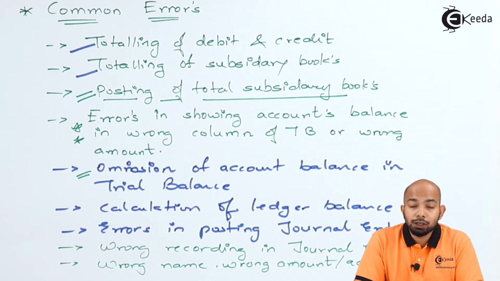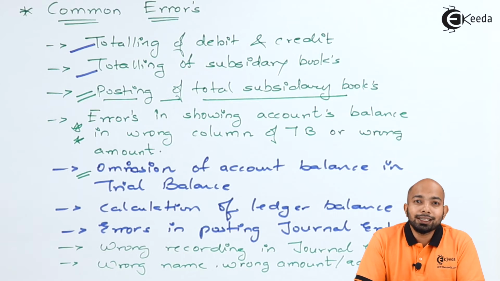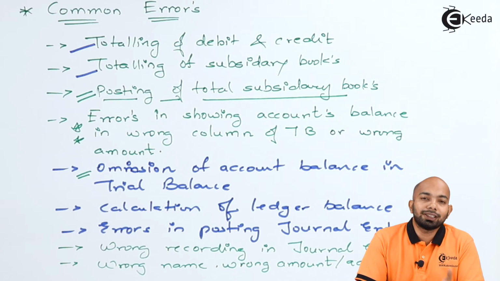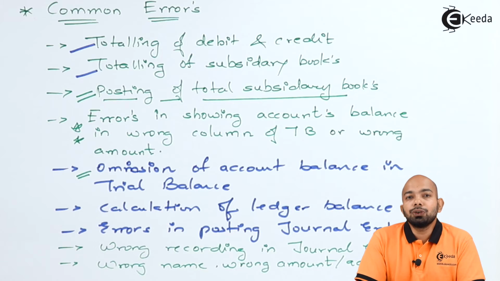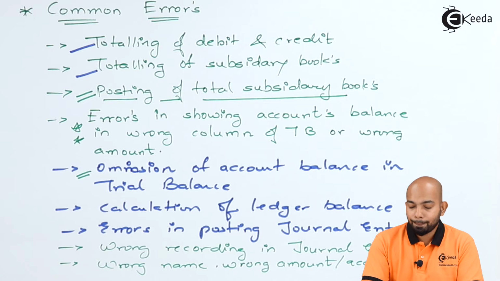However, if there is a partial omission, that means one side of the entry has been passed and the second side hasn't been passed at all, or one side of the total has been mentioned but the other side was completely missed out. In such cases, there will be a difference between the debit side and the credit side, and you need to figure out which transaction or journal entry has been omitted from recording. This is the rectification that we'll be doing. Let's go on to the next example.